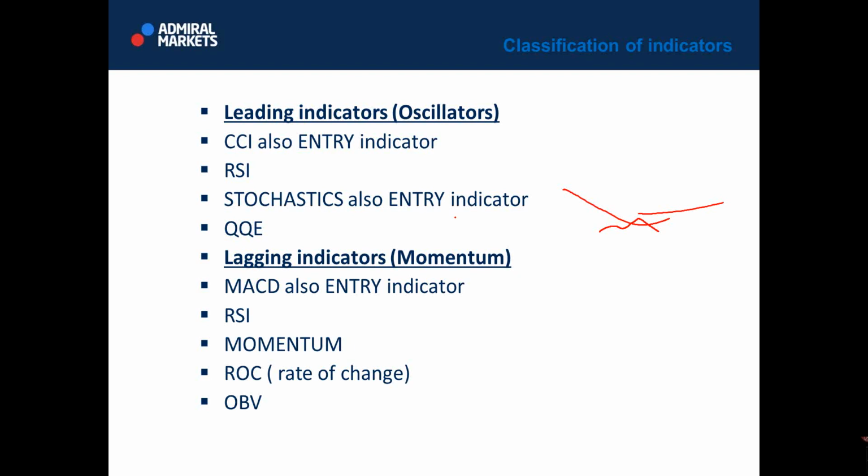We also have QQE, the qualitative quantitative estimation indicator, which will basically give you also good entry points. There were some good systems back in the days, I remember, which used QQE for entry. Lagging indicators are called momentum indicators, and contrary to leading indicators, they basically serve to capture the trend. Capturing the trend is usually done by momentum indicators.